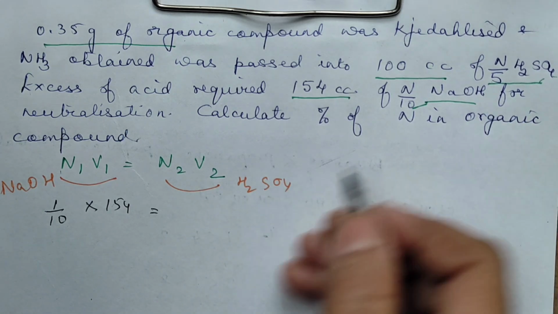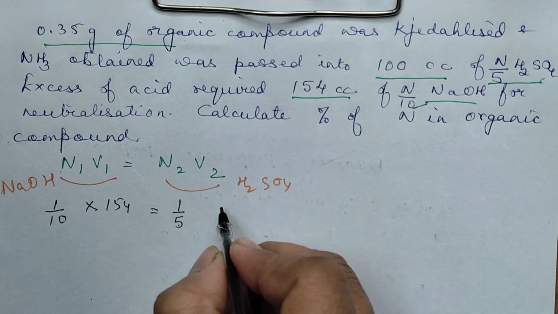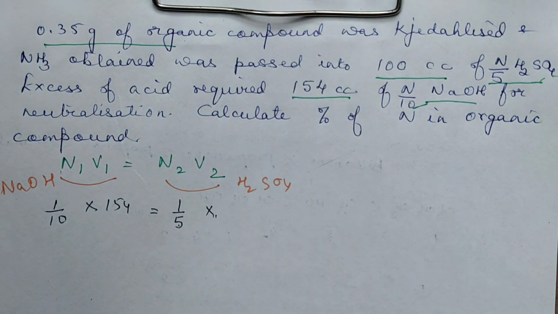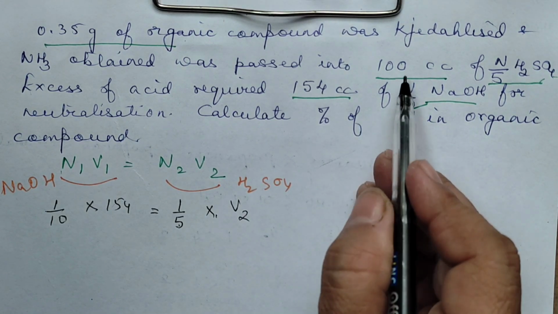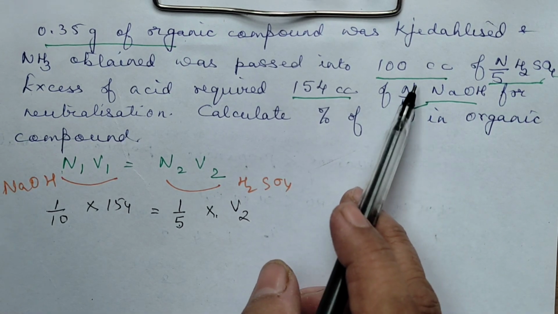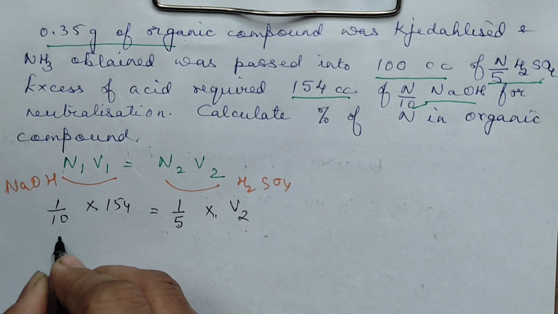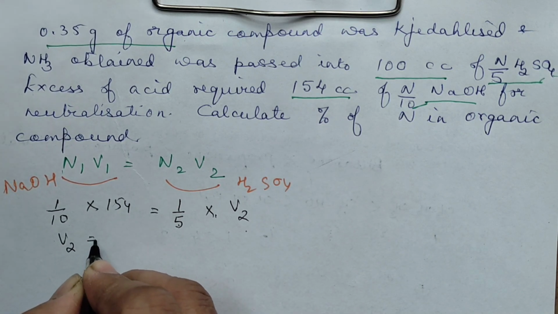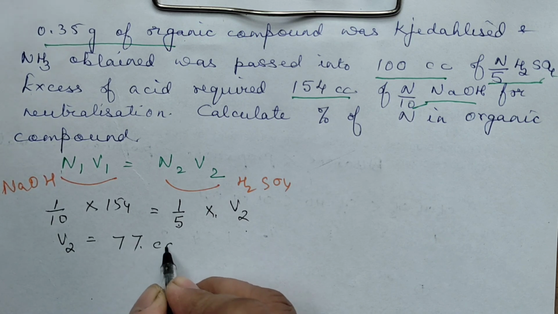normality of sulfuric acid is given as 1 by 5 multiplied by the volume. Okay, this volume we don't know. This was the total volume given. Don't make the mistake of taking this volume directly. This was taken, but out of which how much has reacted, we will solve it. So this V2 you will solve. When you solve this, V2 comes out to be 77 centimeter cube.